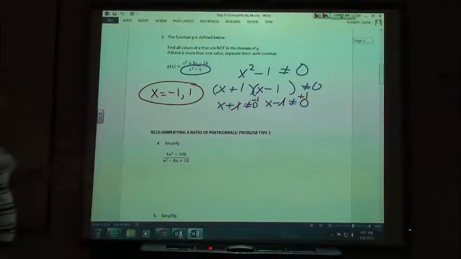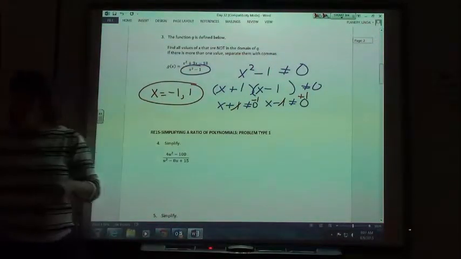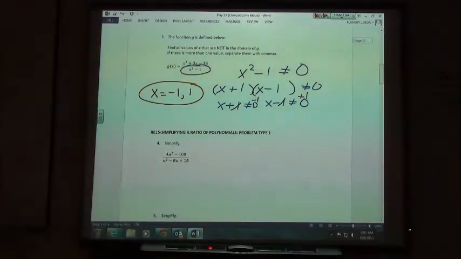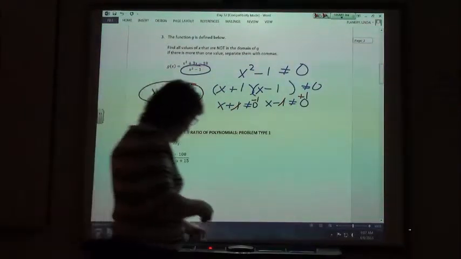Sometimes you will have ones where you don't have the squared term and you just move the number over and it's pretty easy to solve. But most of the time they like you to practice your factoring, which we're going to do on the next ones.